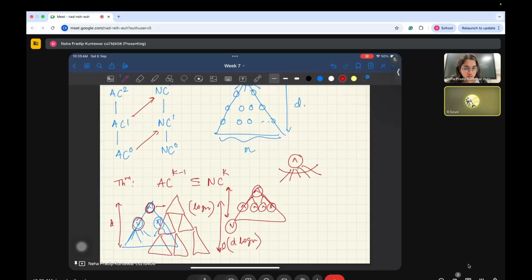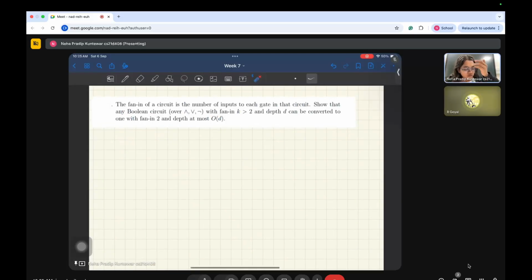Actually, this argument is not clear. Probably I missed something in between and could not understand this. We are trying to show that AC^(k-1) is a subset of NC^k. So how to show that? You started with something which I could not understand. Okay, so we'll do our first question, and that will clear up some ideas, and we'll come back here. Sure.